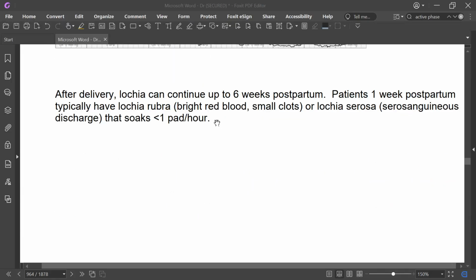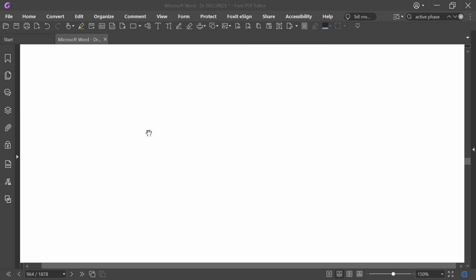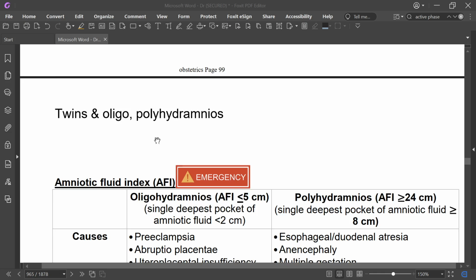After delivery, lochia can continue up to 6 weeks postpartum. Patients in the first week postpartum typically have lochia rubra, while lochia serosa is a serosanguinous discharge.